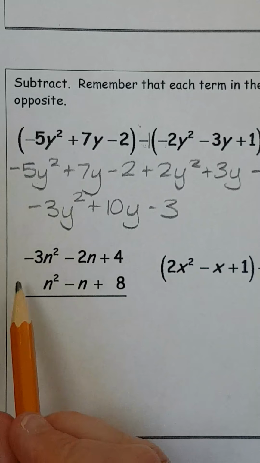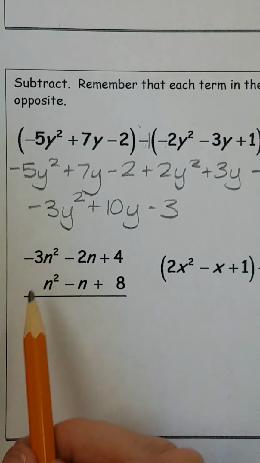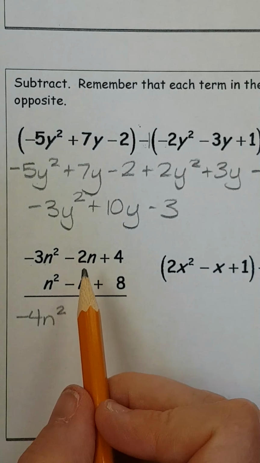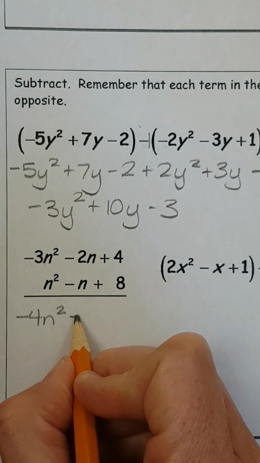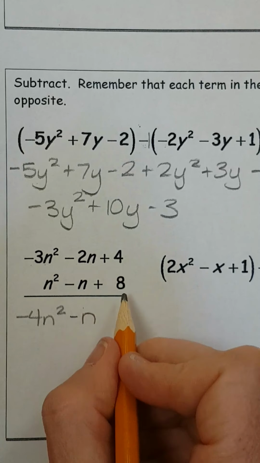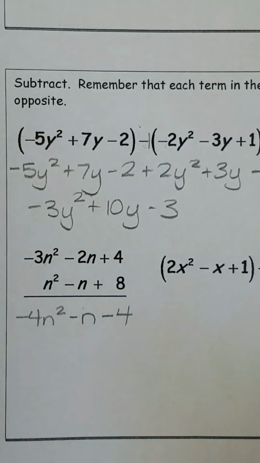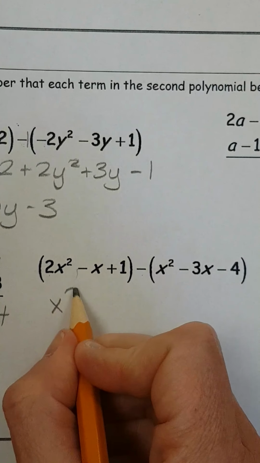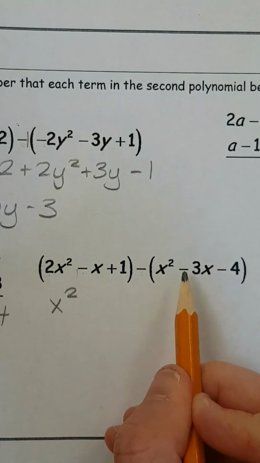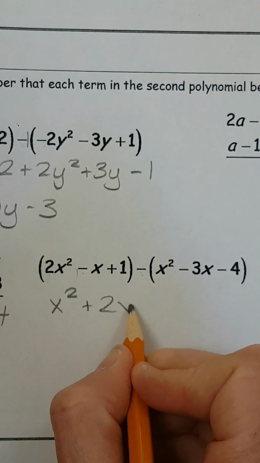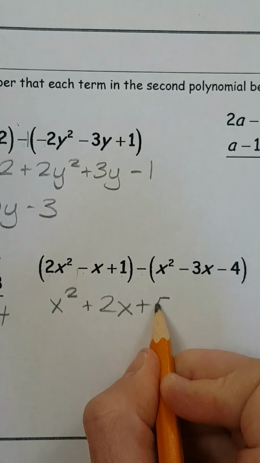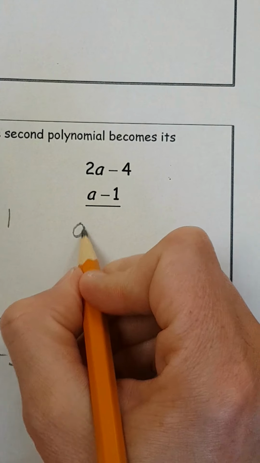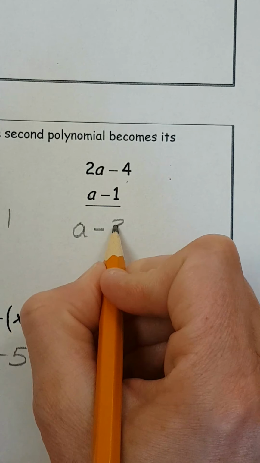So subtracting, gotta be careful here. Negative 3n squared minus 1n squared. Sometimes it helps to say it as negative 2 minus negative 1. And 4 minus 8 is negative 4, sliding over here. So here we have 2 minus 1. Negative 1 minus negative 3 gives us a positive 2. And 1 plus 4 is 5. 2a minus a. And negative 4 minus negative 1.